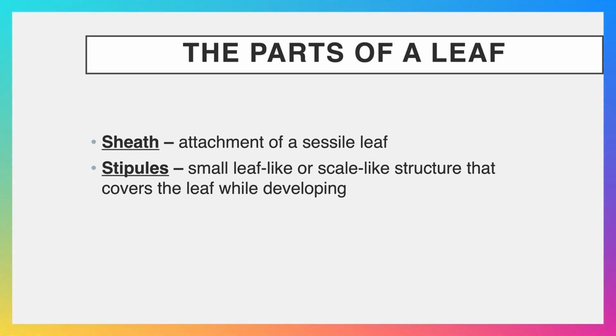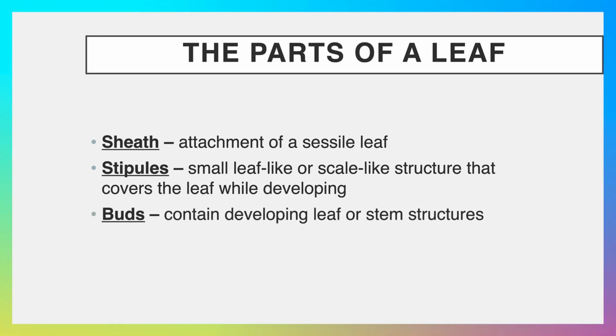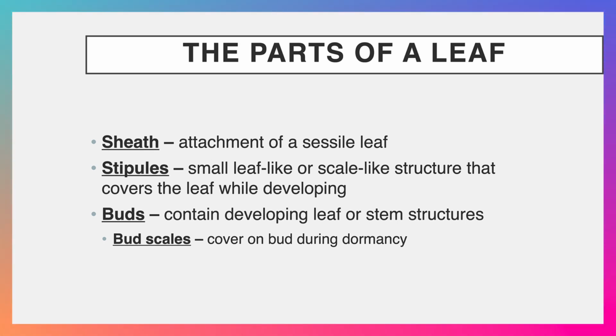The stipules are small leaf-like structures or scale structures that cover the leaf while it is developing. Now, pretty soon I'm going to show you a picture which will point out all these various structures. The buds, which are on the stem, contain the developing leaf and also contain developing new stems. And they're covered by something called a bud scale, which protects the bud while the leaf and the stem is dormant.